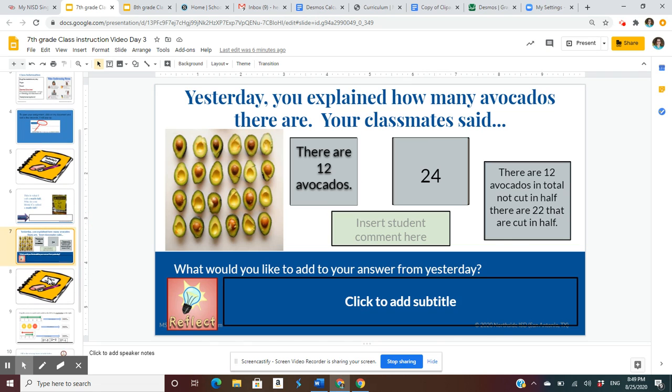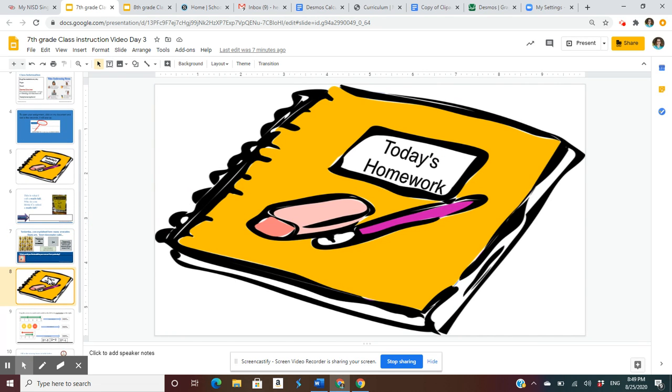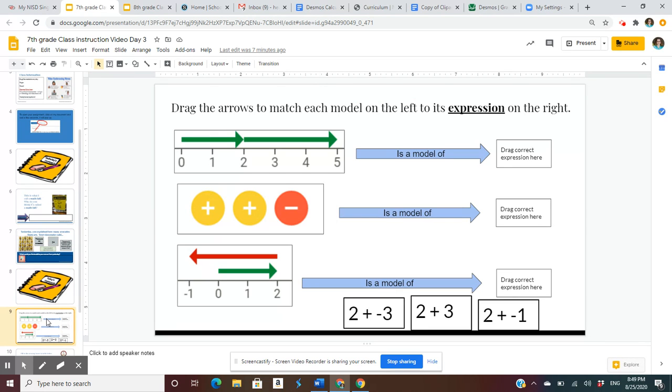All right, let's go ahead and move on to today's homework. Today's I can statement is: I can add, subtract, multiply, and divide integers. When you look at this particular page of your homework assignment, I want you to look at each of these situations and see what it is asking or what it is the model of.